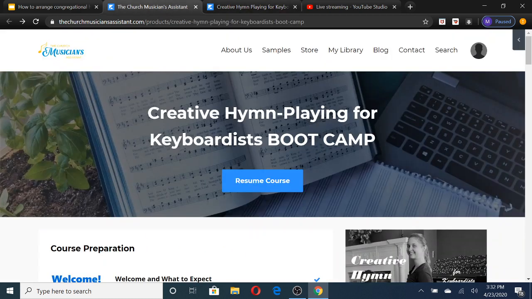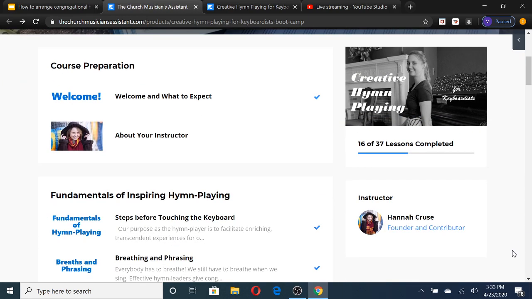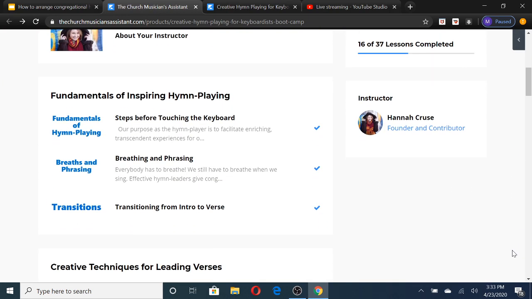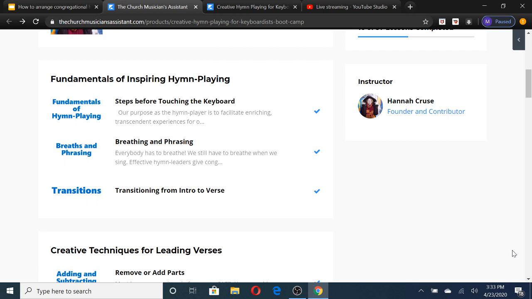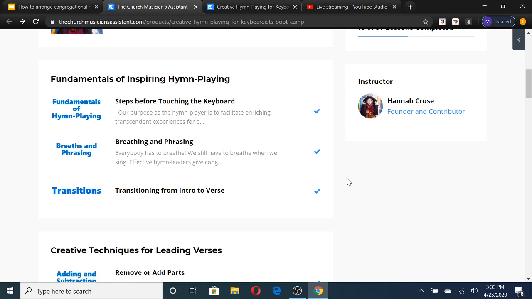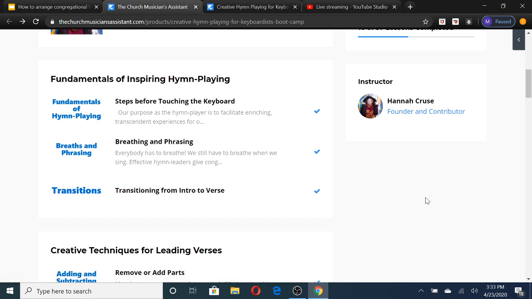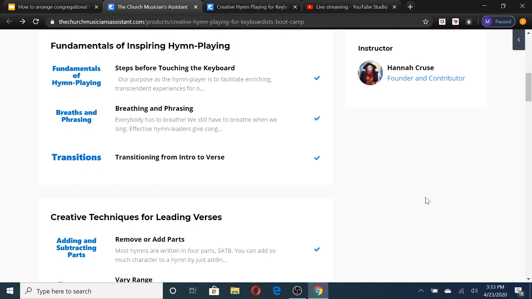And I want to show you what it looks like when you get inside the course, okay? So when you get the course, this is what it looks like. You have a course preparation section. And then this first section is called Fundamentals of Inspiring Hymn Playing. Steps before touching the keyboard. That's like what we talked about today, okay? And then there's all of these lessons, breathing and phrasing, transitioning from the introduction to the verse. That's really important information for anybody leading hymns.